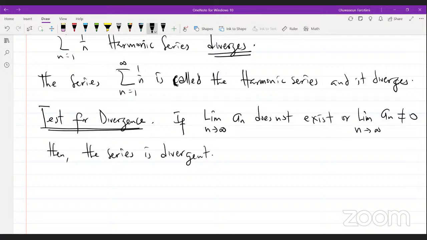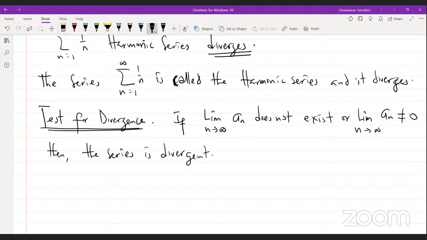Remember that the fact that the limit of a_n as n goes large equals 0 does not mean that the series of a_n converges. Now, what's the test for divergence? If the limit of a_n does not exist, or if the limit is not equal to 0, then the series is divergent.